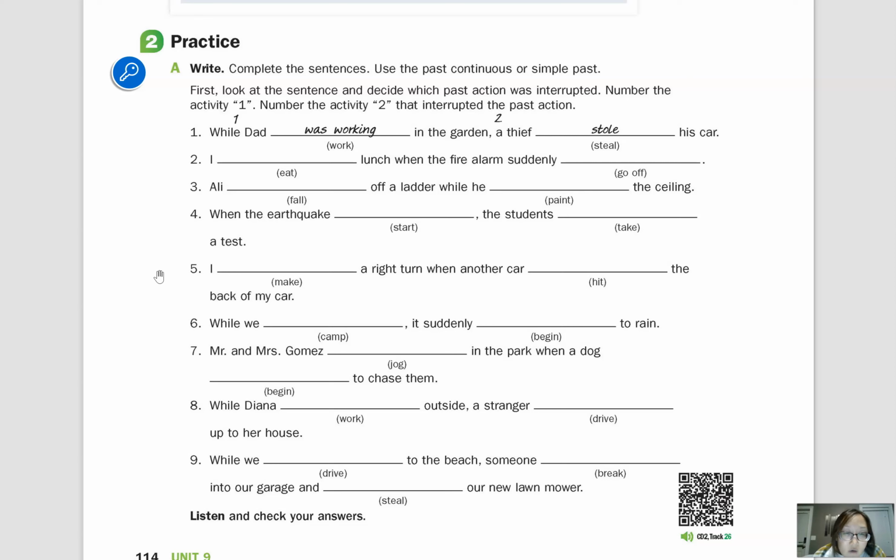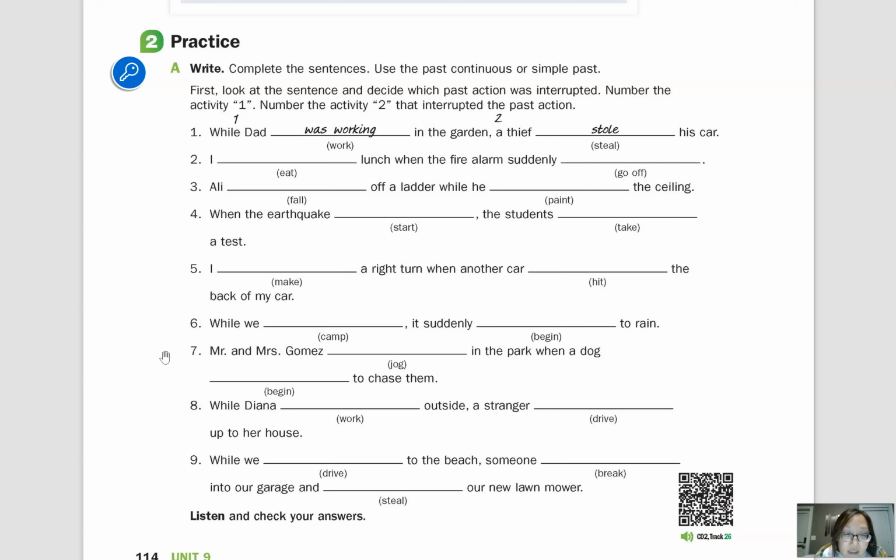Number 6, we can ask, what were you doing when it began to rain? Or, what happened while you were camping? Number 7, what were Mr. and Mrs. Gomez doing when a dog began to chase them? Or, what happened while Mr. and Mrs. Gomez were jogging in the park?